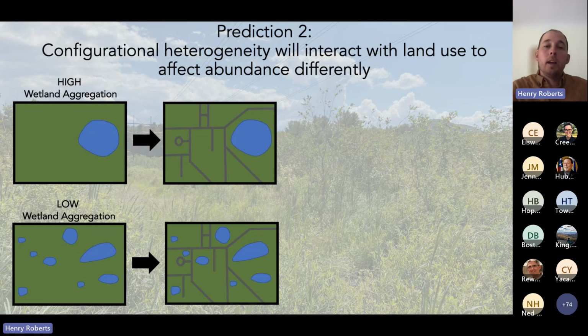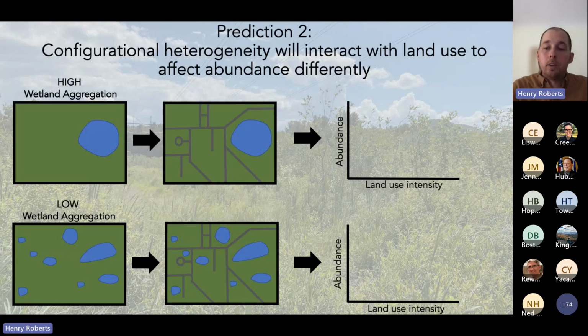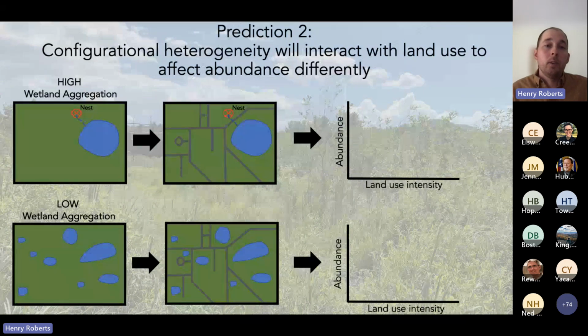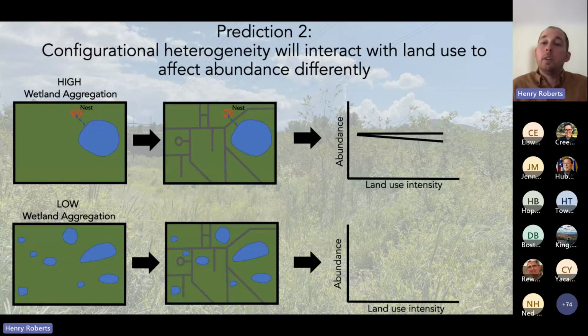wetland aggregation would interact to affect the relationship between abundance and land use in different ways. So, for example, on the top here, we expected that this population would have very little reason to use the surrounding landscape in these contexts, mainly just for nesting. Females have to nest in an upland habitat, typically once a year. So females are vulnerable to the surrounding landscape within a relatively narrow window of time, but males have very little reason to use the surrounding landscape. So as a result, we thought that there would be a relatively minimal relationship with land use in these contexts.